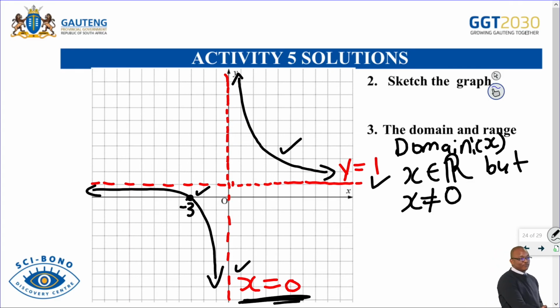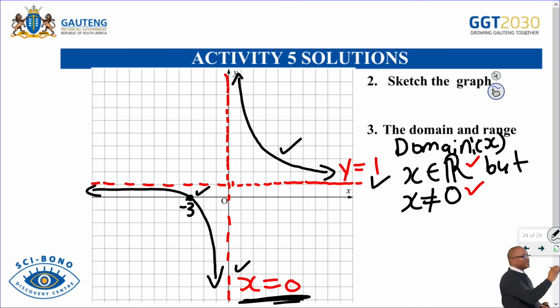So in this type of question, you will always have it as 2 marks. 1 mark to indicate that x is an element of all real numbers, but x can't be the asymptote. Then you have 2 marks there, always.